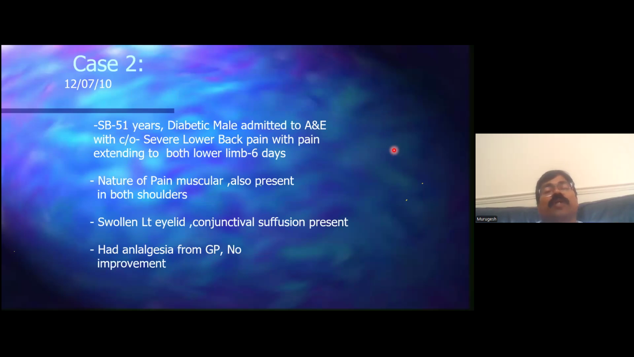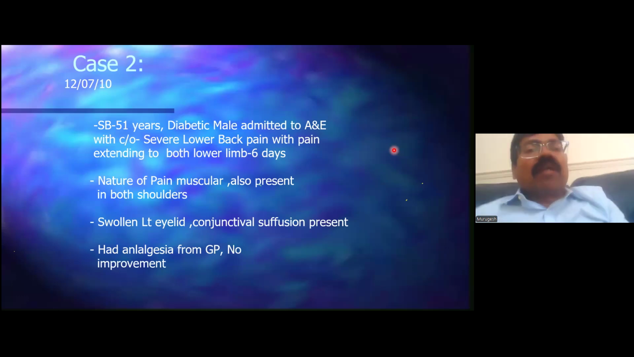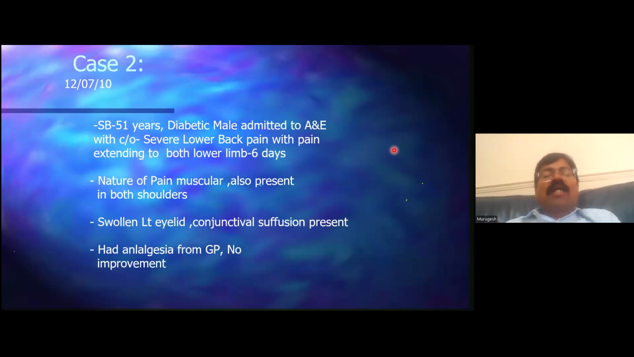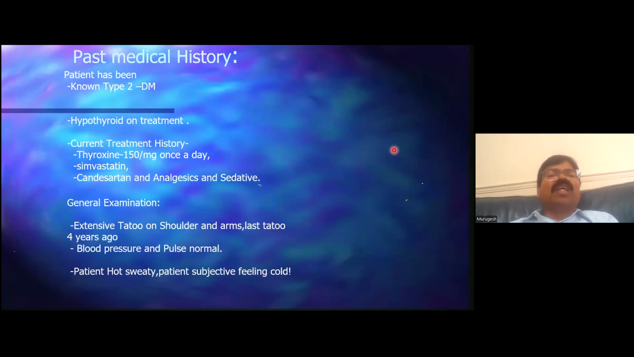And case 2, again, it's a diabetic patient, came with lower back pain, extending to lower limb, and the patient complained of this pain. It's more of muscular in nature, and the patient also had a swollen left eyelid, conjunctival suffusion. The patient saw the GP, and there was no improvement in the patient's condition. Past medical history, patient is a known type 2 diabetic, also hypothyroid. Thyroxine was 150 micrograms once a day. She was also on simvastatin, candesartan, and analgesics and sedative.